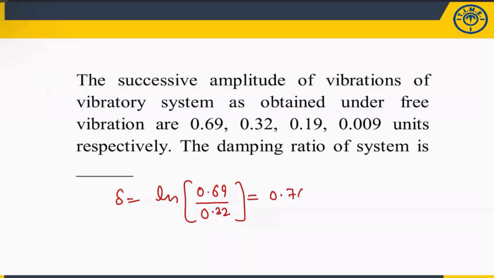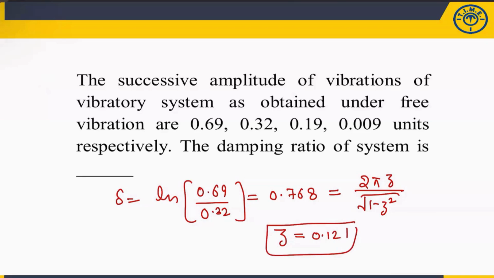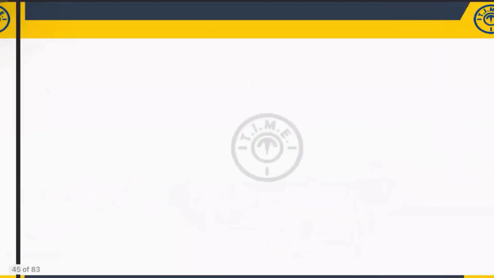Once you solve, you will get 0.6768, which is equal to, you know the formula, 2 pi zeta by square root of 1 minus zeta square. Okay, so from here, if you solve, you will get the zeta value 0.121. Very simple. That means you have to remember this particular formula, which I have summarized in that slide. So 2 pi zeta by square root of 1 minus zeta square, then you will get the zeta value.